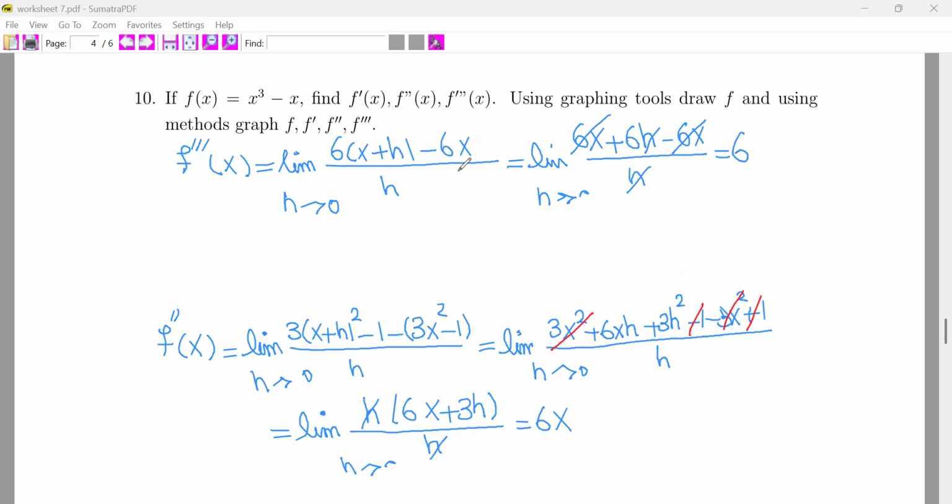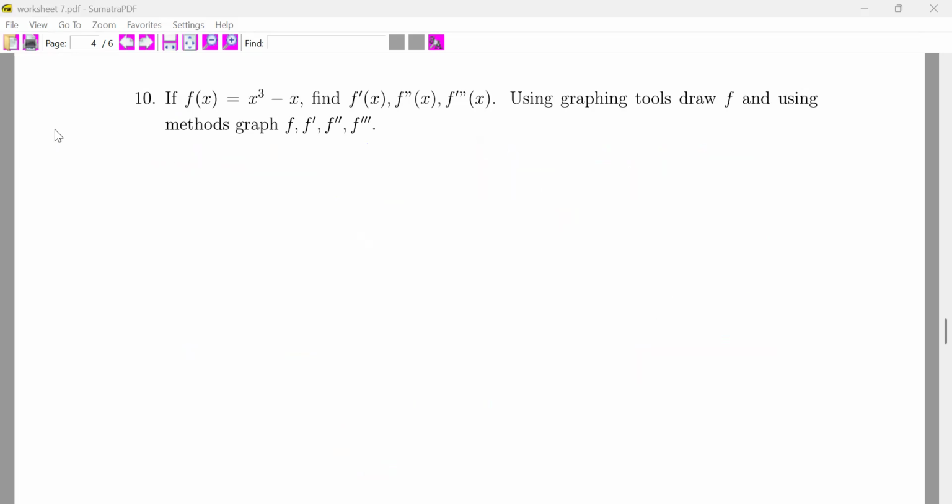Now it is time to graph all these. For the first one, as we are not going to graph this using mathematical ways here, we are going to use Desmos or any other graphing ways, and we would say that for f, this is the graph of f, which is x cubed minus x. So this is f.